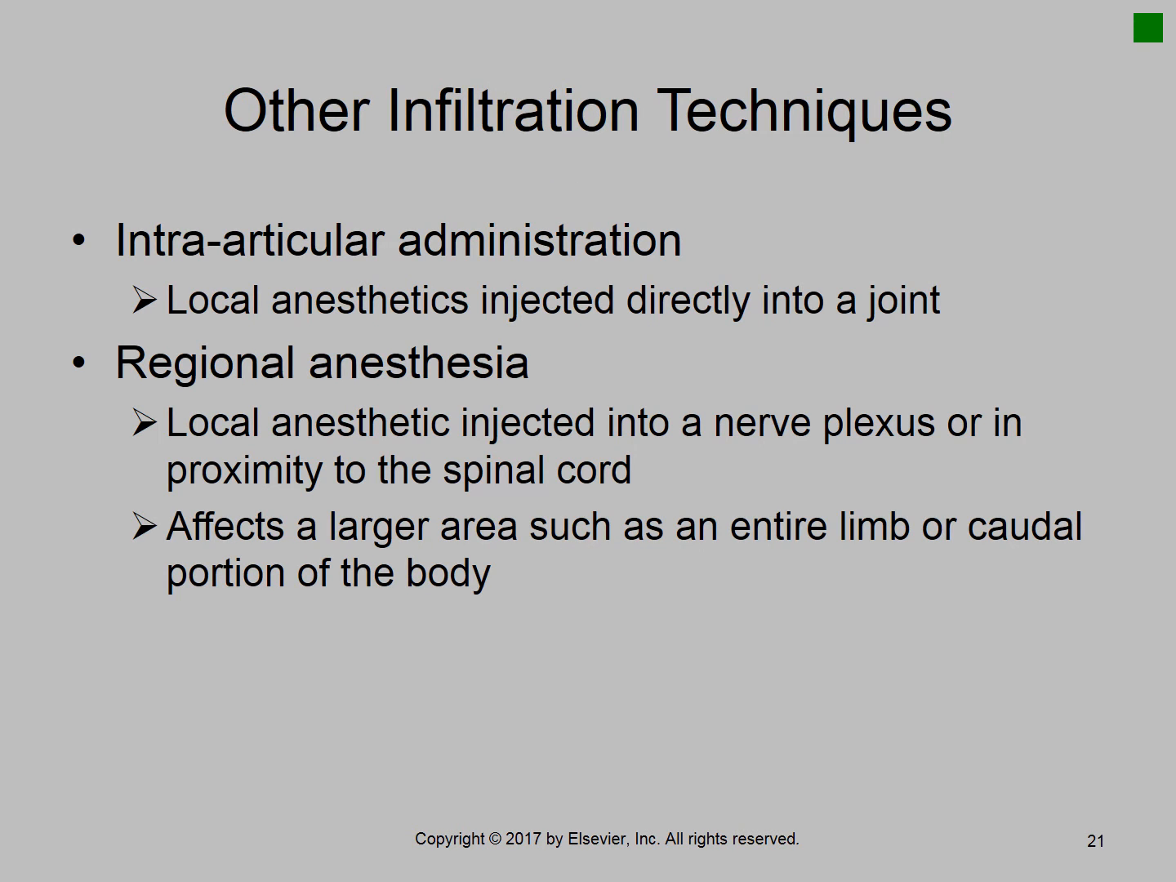We can also do intra-articular administration, where local anesthetics are injected directly into a joint. There is regional anesthesia, which you'll find more in human medicine than in veterinary medicine, where local anesthetic is injected into a nerve plexus or in proximity to the spinal cord, such as a brachial procedure where we deaden the arm or the area around the arm, and affects a larger area such as an entire limb or the caudal portion of the body, for example, in the case of an epidural.